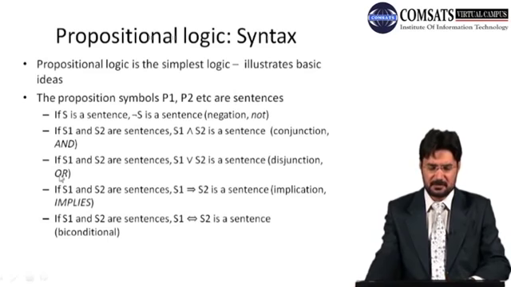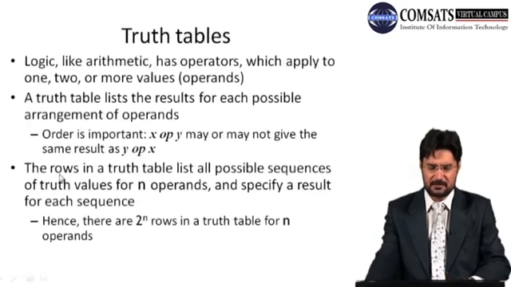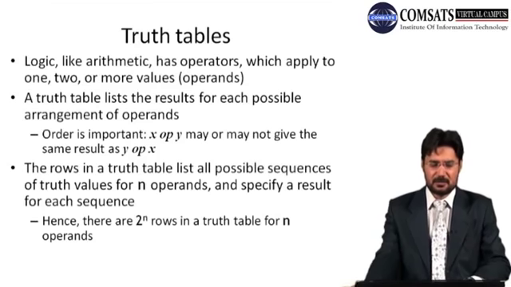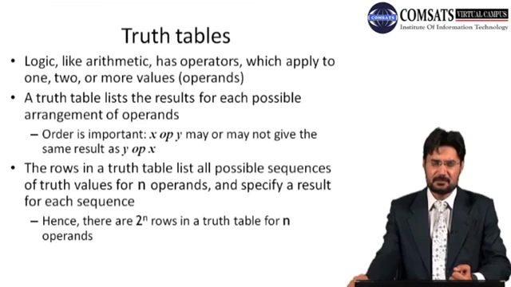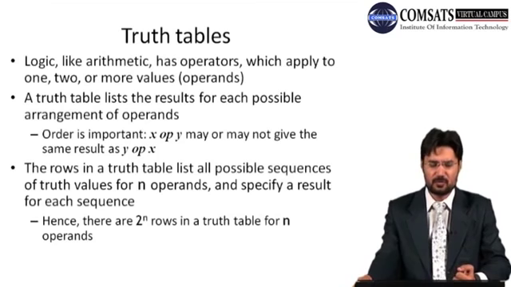We will go through some examples and then you will understand it more easily. So what we are going to do is make a truth table of it. Logic, like arithmetic, has operations which apply to one, two or more values, operands. So if we are using propositional logic, it's like arithmetic, and we will make a truth table of it, so we can apply it on one or two or more operands. This is a very basic understanding.